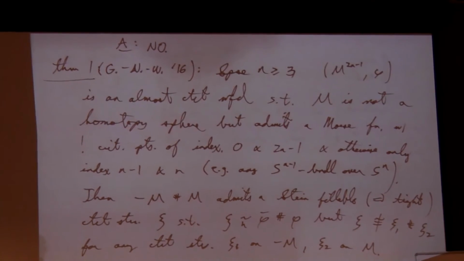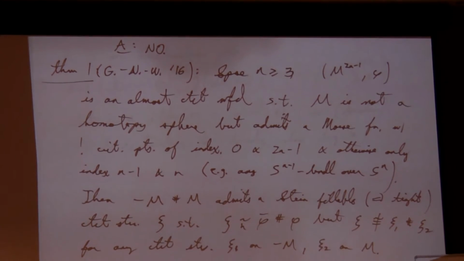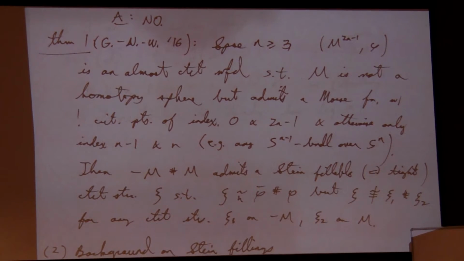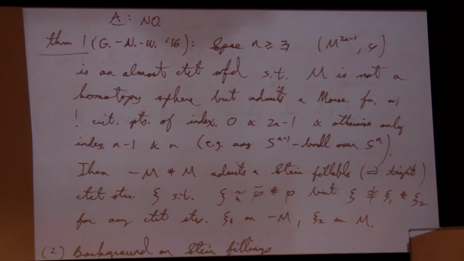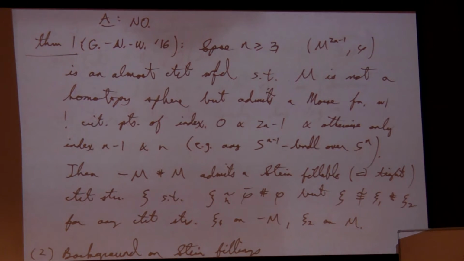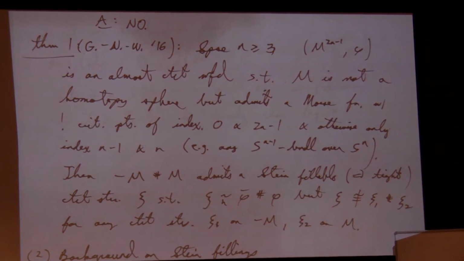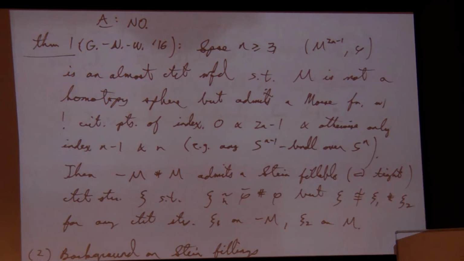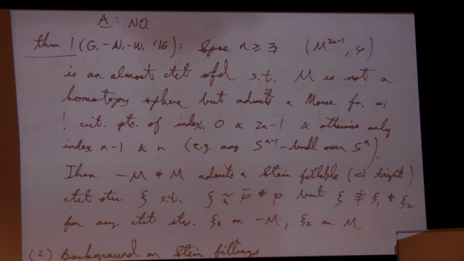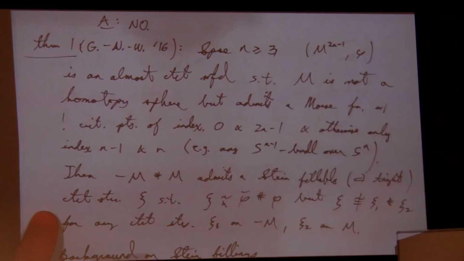Okay. So theorem 1 said we've got this almost contact manifold, which is not a homotopy sphere, admits a Morse function with critical points of index 0, n minus 1, n, and 2n minus 1, where the local max and local min are unique. And then we claim that that particular connected sum minus M with M has a Stein fillable contact structure on it that is homotopic to something that's a connected sum, but it's not isotopic to any contact connected sum. So why is this true?